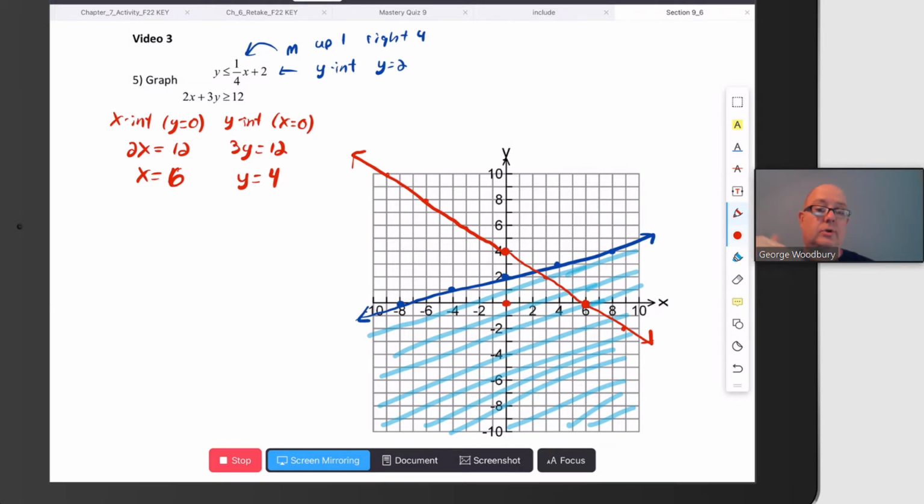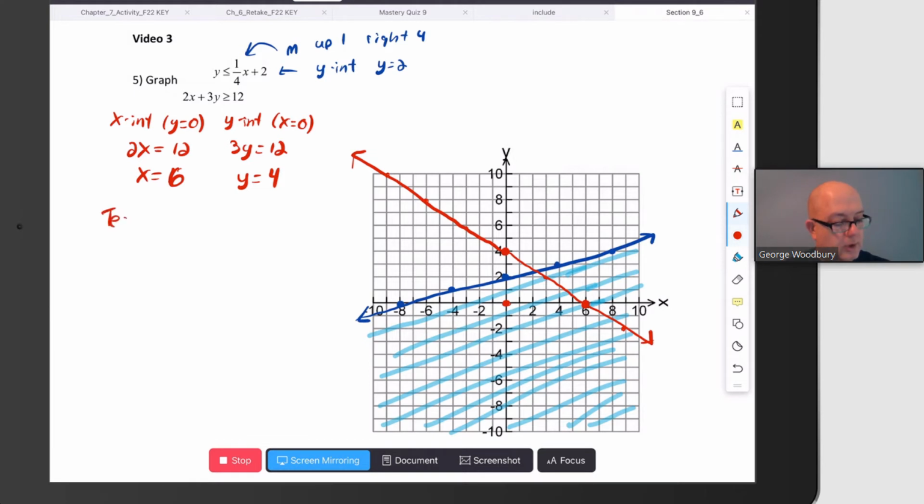Now, if 0, 0 is a solution, this region will contain all of my solutions. But if 0, 0 is not a solution, I'm going to cross the red line, and they're actually going to be in that region. So these two lines break the graph into 4 regions. For one of them, we shade 2. For one of them, we shade 2. And we're looking for the one that they have in common.